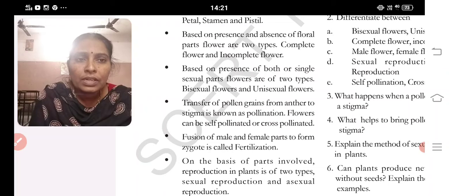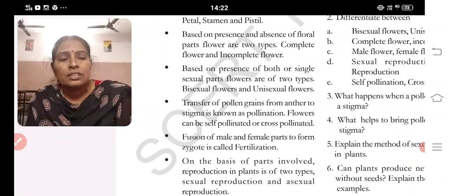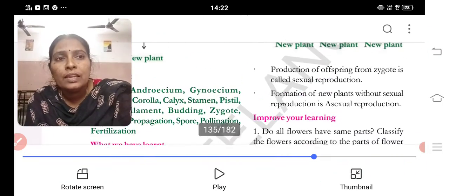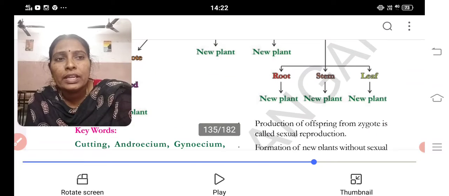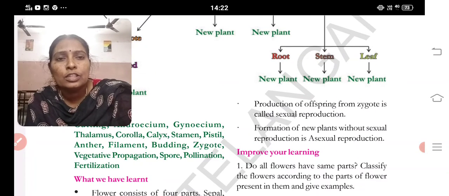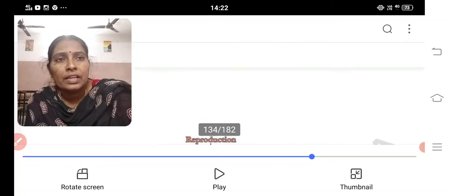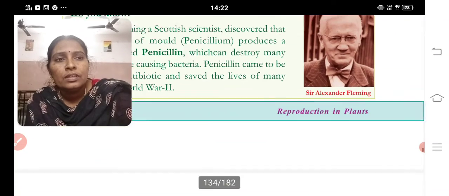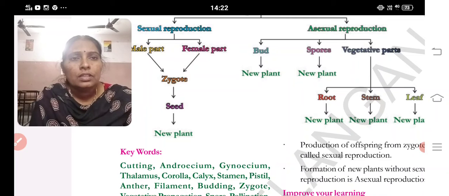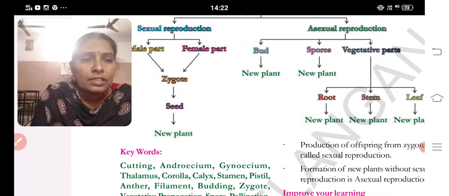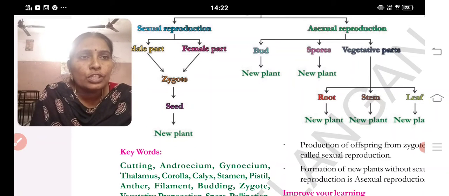On the basis of the parts involved, reproduction in plants is of two types: sexual reproduction and asexual reproduction. In sexual reproduction, male and female gametes join and form a new one. Where there is no such joining, that is asexual reproduction: budding, spores, vegetative parts, all these grow into a new plant.